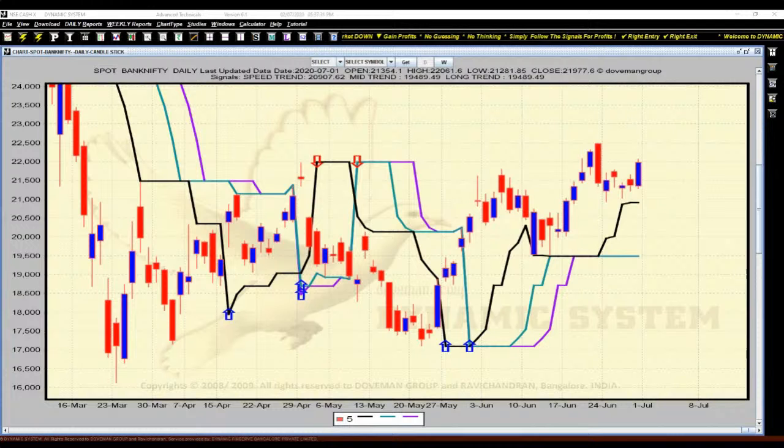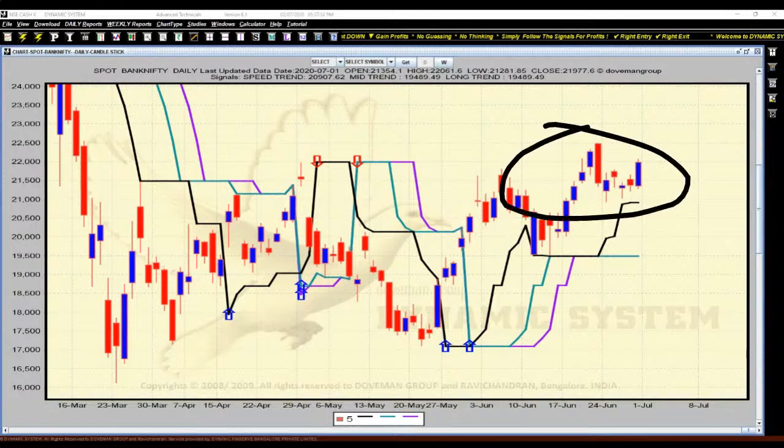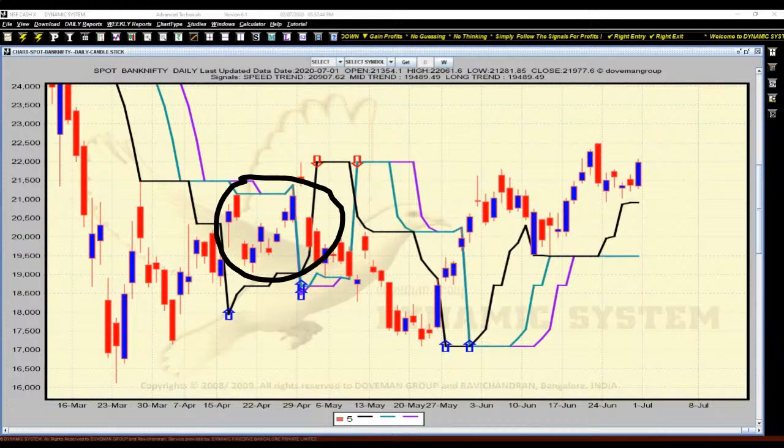Whenever the price is trading below all the three trends, it means it is in a clear downtrend. Whenever the price is trading above all three lines, it means it is in a clear uptrend. But then there are times where the price trades between the three trends. So these are the places where it trades between the three trends.